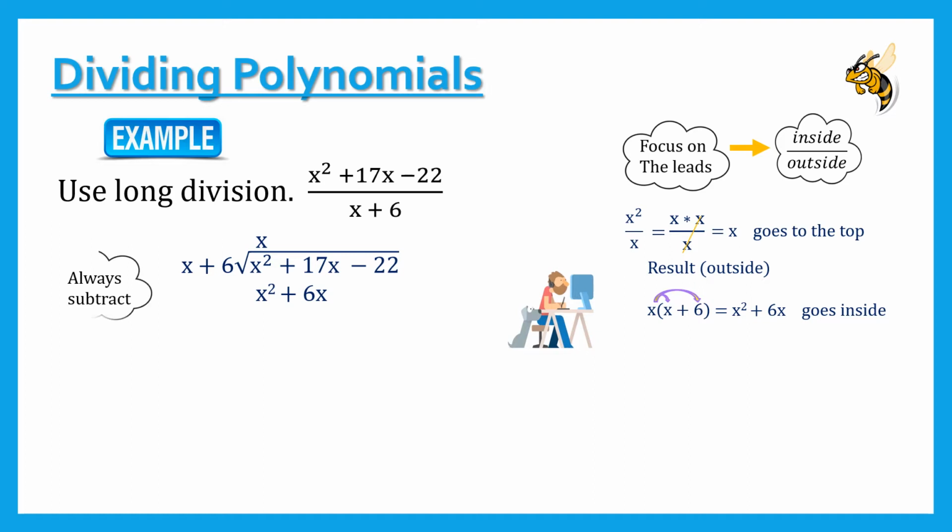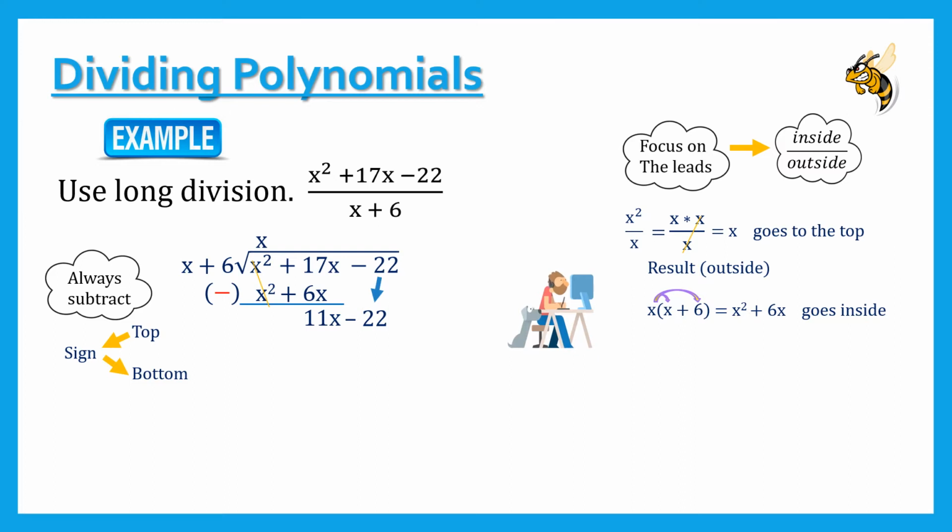Remember, we're always going to subtract. And here's a hint. We always start from the top. We flow to the subtraction sign on the outside, and then we flow to the bottom. So we're going to have x squared minus x squared, which cancel out. And then we have 17x minus 6x, which is going to leave us with 11x. And we're going to bring down the negative 22.